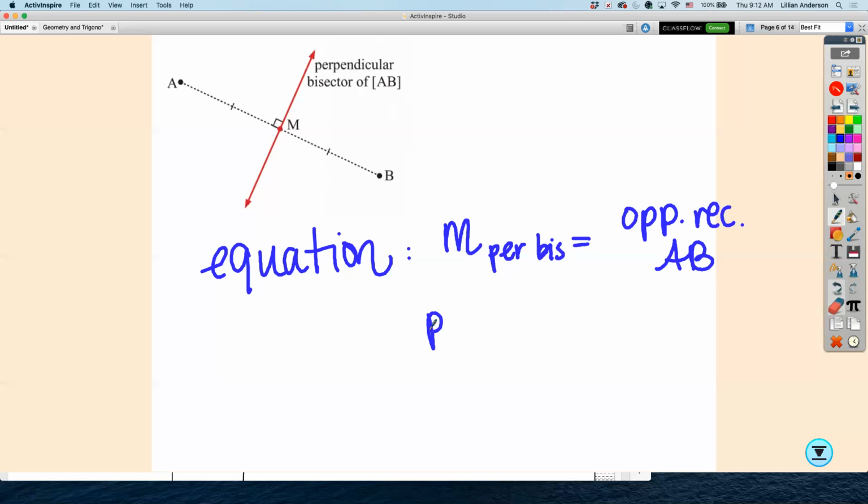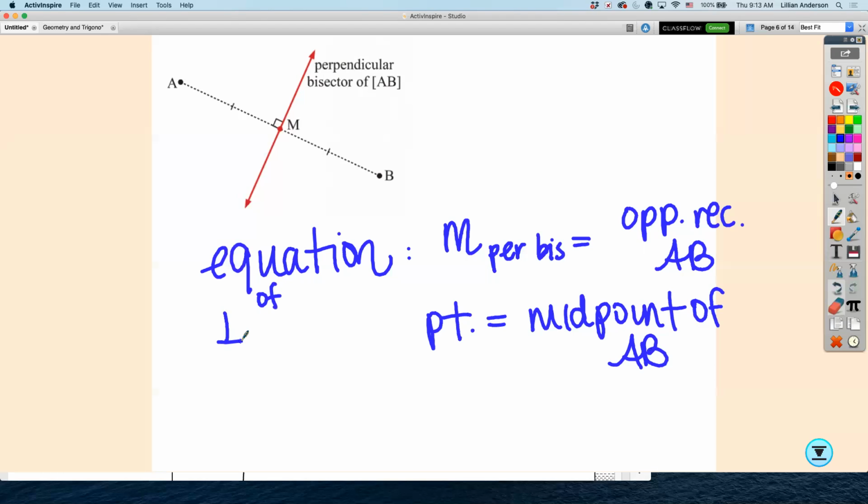And then the point that you would use would be the midpoint of AB. And then that's what you would use to write the equation of your perpendicular bisector. Again, you need a slope and a point to write the equation of a line. So for that perpendicular bisector, you do the opposite reciprocal of AB to get your slope, and then you do the midpoint of AB to get the point that you would use. But we'll talk about that a little bit more in detail when we go over Bernoulli diagrams in part 2 of the review.